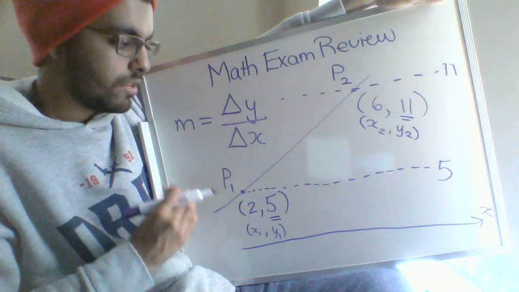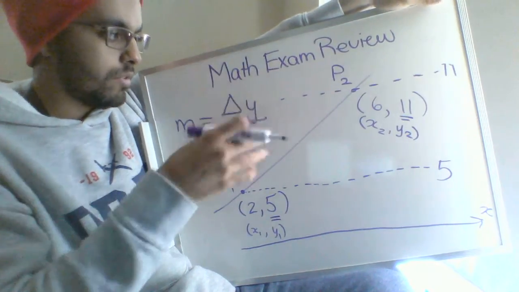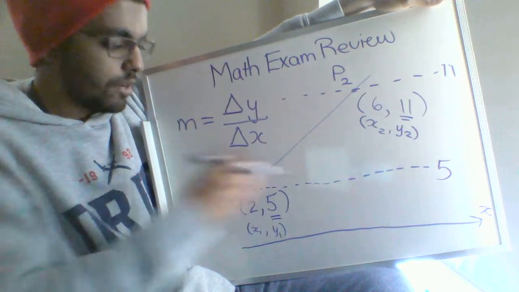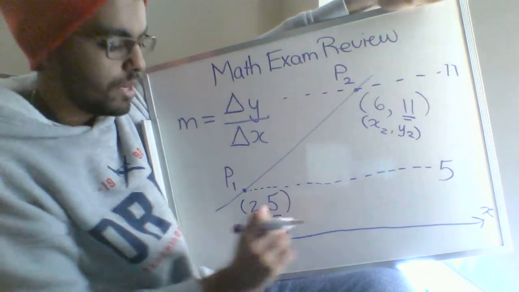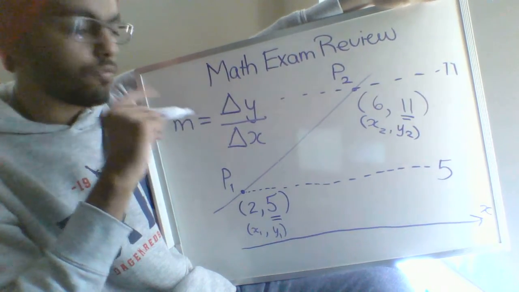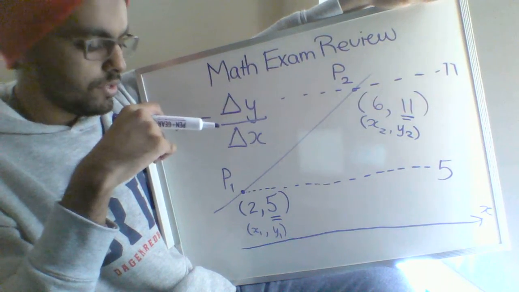Some people will think of this in different ways. Some will look at it and think, okay, left to right, am I going up or am I going down as I go from left to right? You don't have to worry about it that way. I'm going to explain it in a way that you can use this formula to figure out your slope.